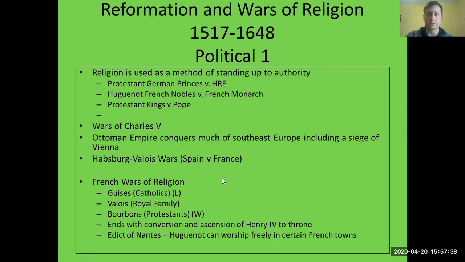All right, so let's get into more particular areas. Let's get into the French wars of religion. The French, remember, have a series of civil wars between Catholics and Protestants. We've got the Guises, who are Catholic. We've got the Valois, which is the royal family, which is dying out, headed up by Catherine de' Medici. And we've got the Bourbons, who are the Protestants from the south of France, who will eventually rise to take the throne and defeat the Guises. That's why they get a W and the Guises get an L.